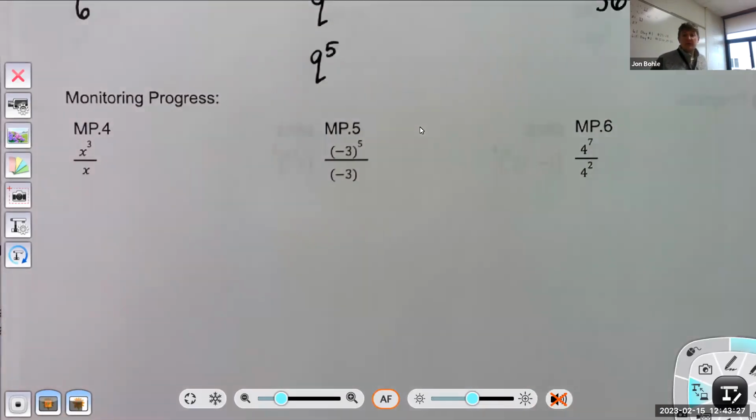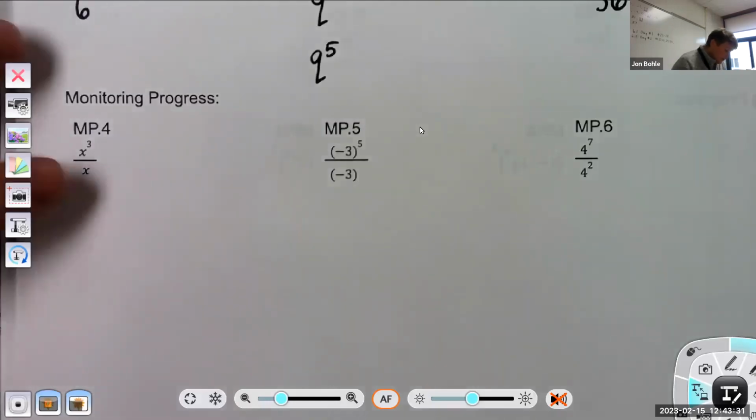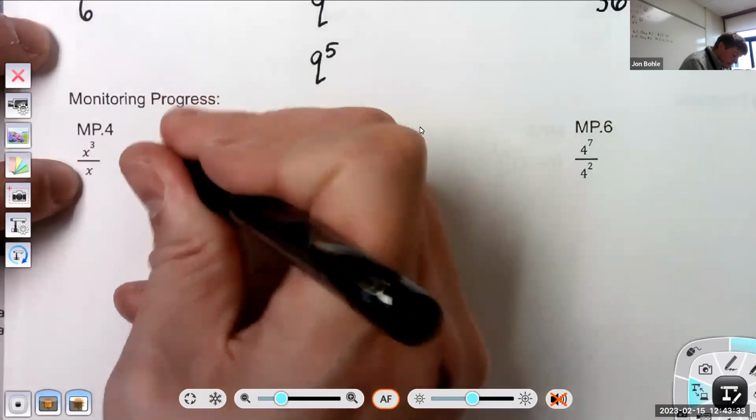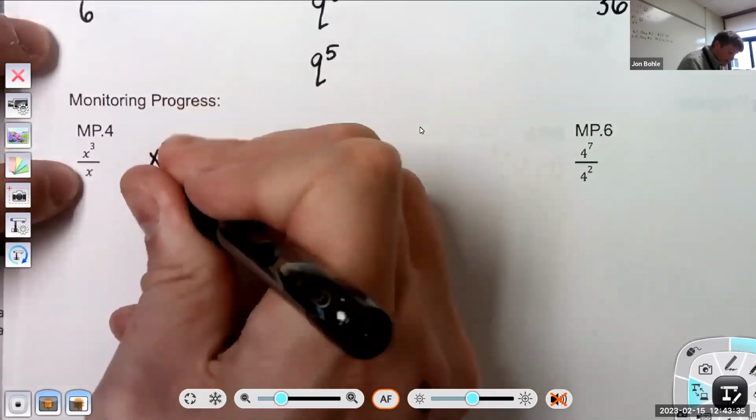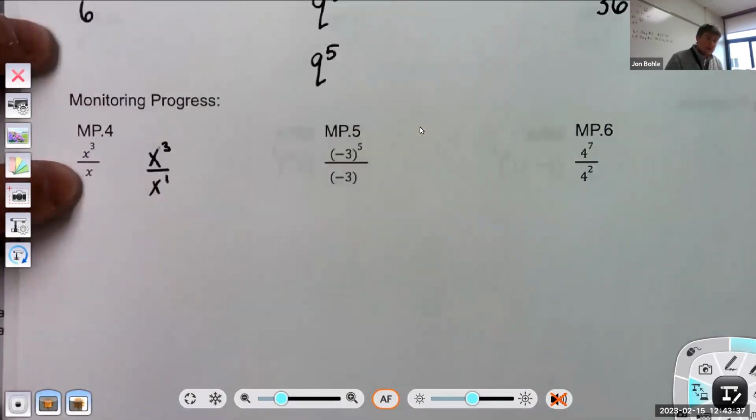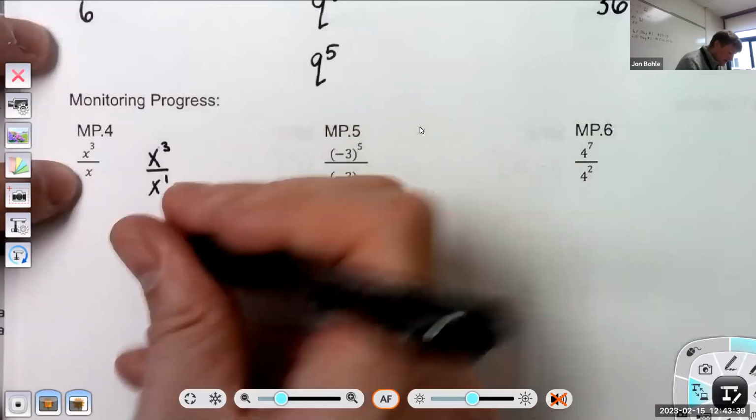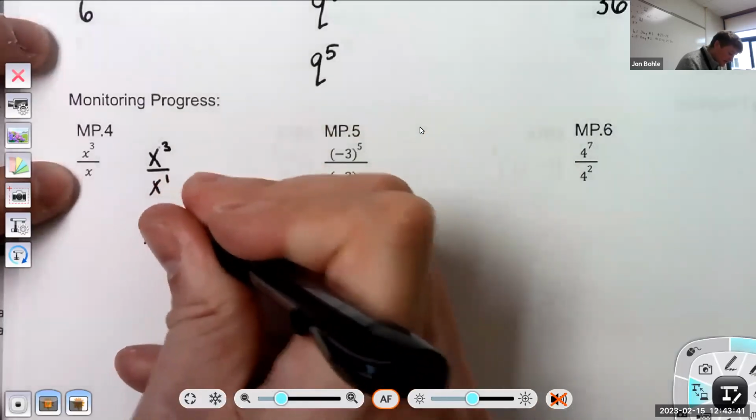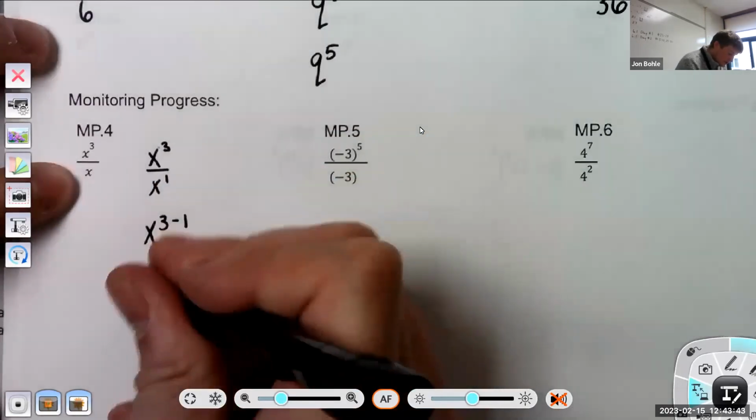All right, now that I'm assuming that you've already gone through these problems, what I'm going to do is go over them really quick. Here I have x to the third divided by x. So when I'm dividing by x, that means I'm dividing by x to the first. And then I subtract top minus bottom. So x to the third divided by x to the first is just x squared.